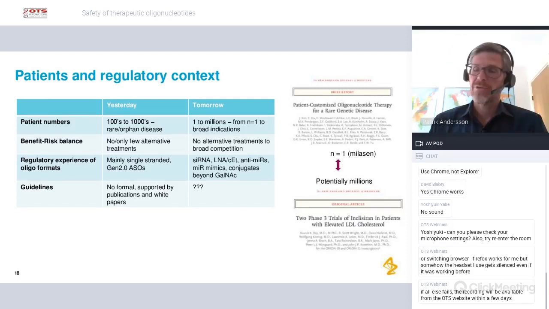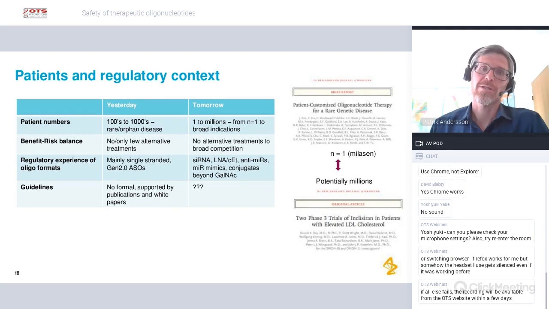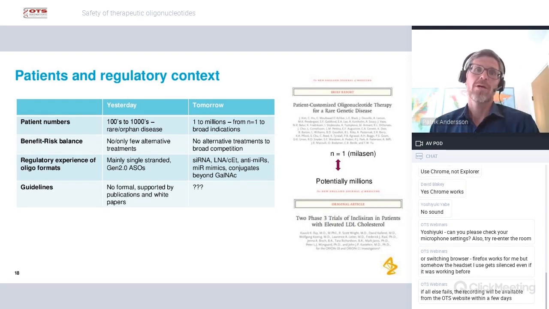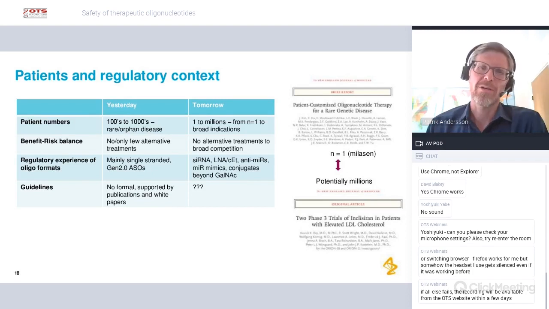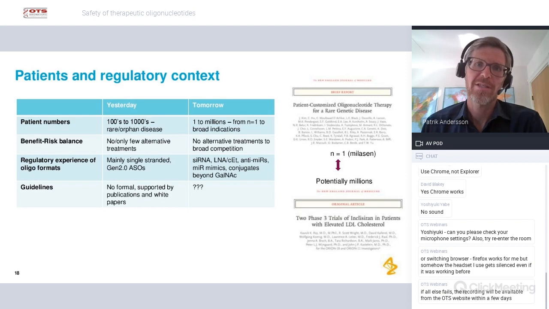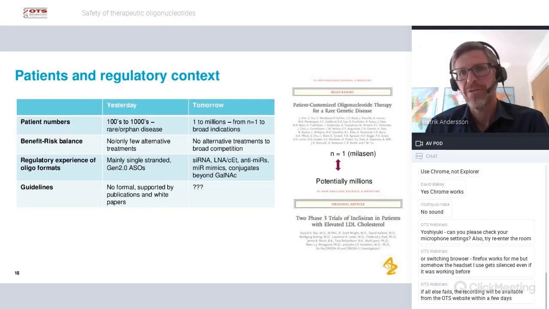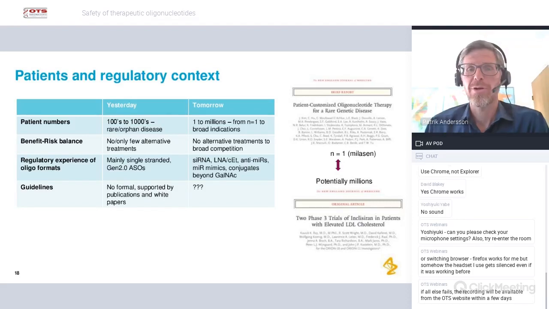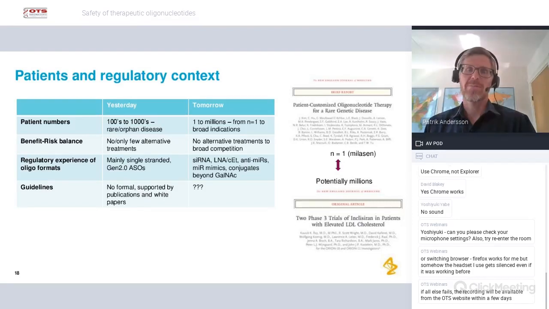In several of those approved oligos to date, the number of patients in those regulatory studies have been relatively few, in the hundreds, perhaps up to 1,000 or so, in many cases for rare orphan disease. However, now with some of the compounds moving forward, the range of patients being in focus has changed quite a bit. It's expanded in both directions.